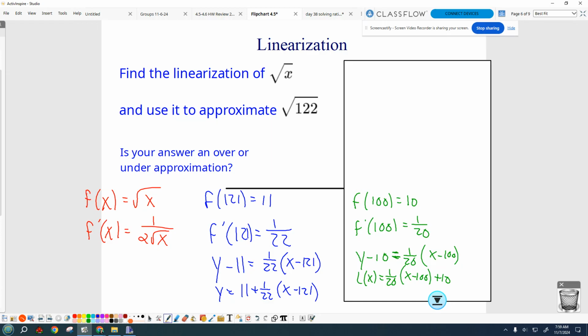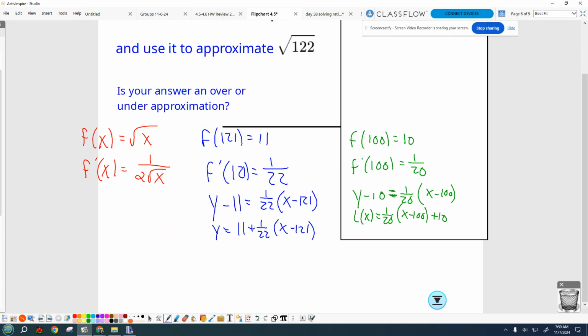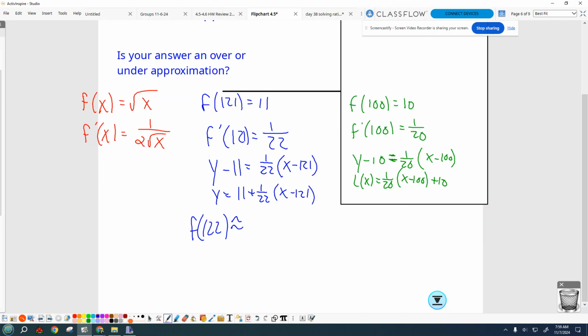Because I didn't specify, I just want to show you the difference. I'm going to pick an easier square root to do. I'm going to pick 100. So if I want to use my approximation, f of 122 is approximately 11 and 1 over 22.